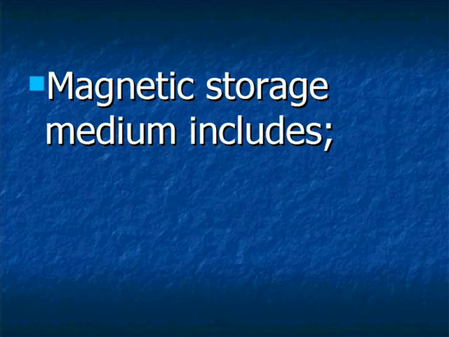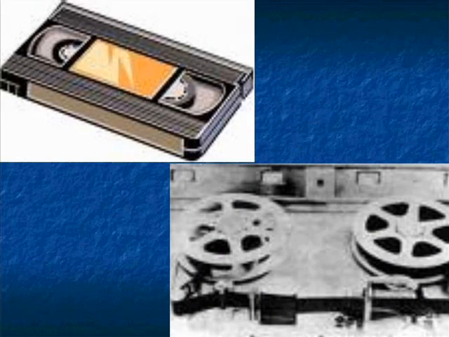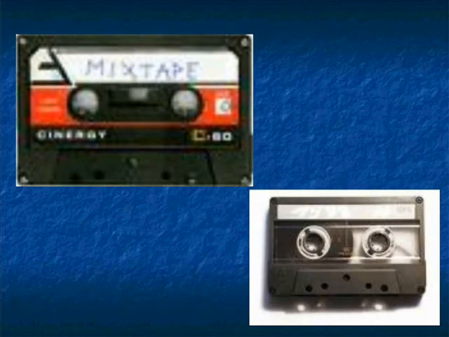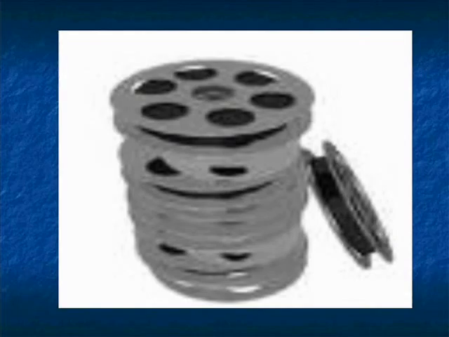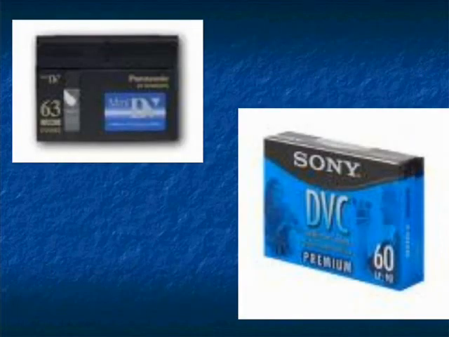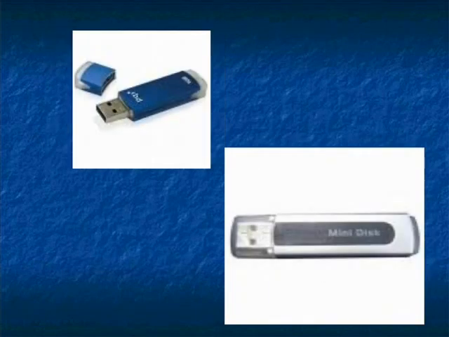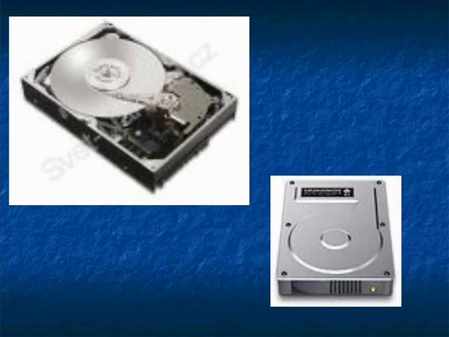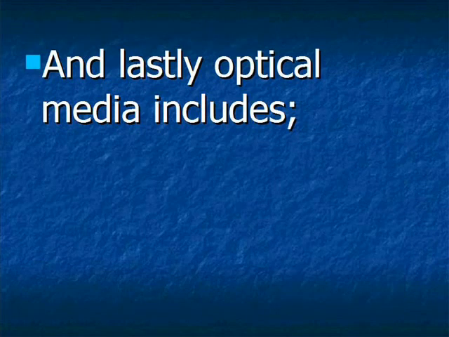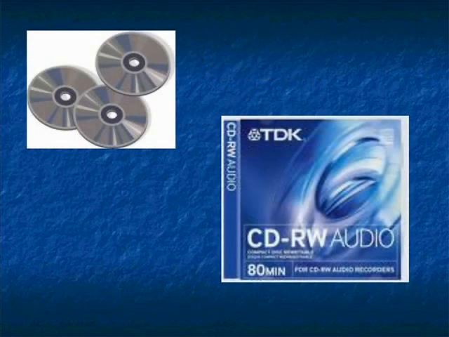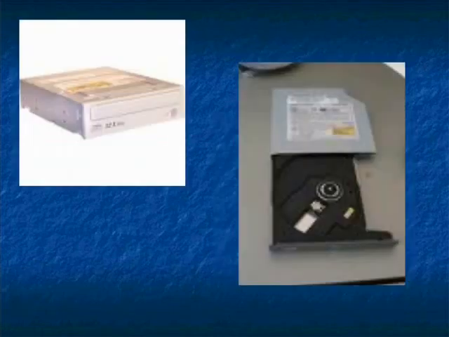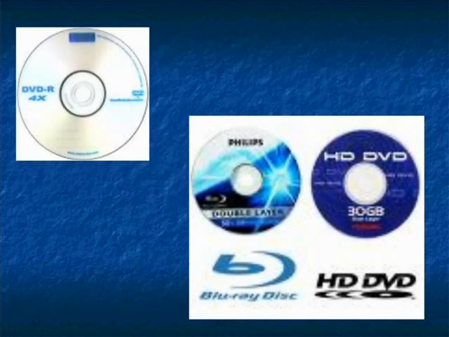When we go on with the third media, that is magnetic storage, it contains videotape, audio tape, digital tape, mini DV, floppy disk, zip, audio MD, flash disk, and finally hard disk. The last media in our listing, optical storage, covers audio CD, CD-ROM, and lastly DVD.